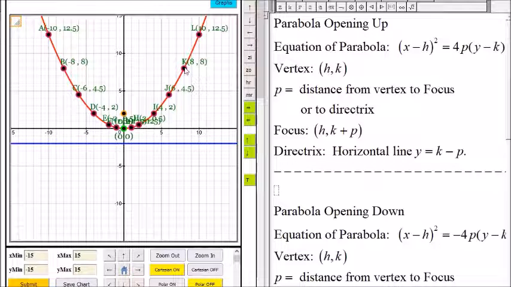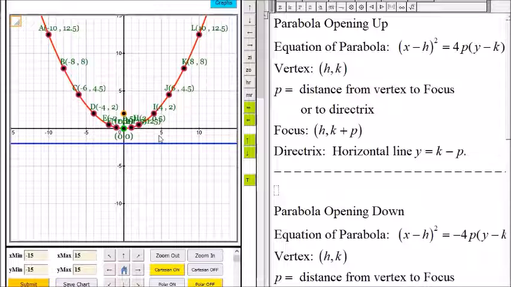And so if we pick this point, then the distance from here to the directrix and the distance from the point to the focus are the same. If we pick this point, then the distance from the point to the directrix is the same as the distance from the point to the focus. And so any point on the parabola has the same distance from the point to the focus as from the point to the directrix.